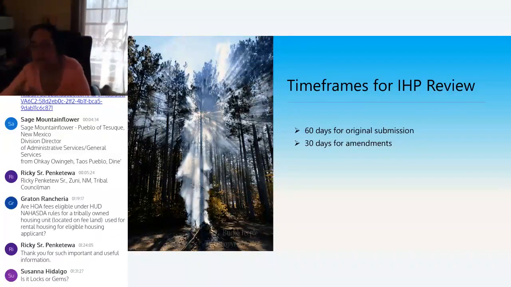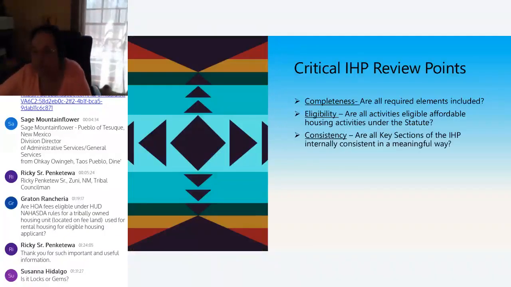And the timeframes, they have 60 days to review once you submit your IHP. And then if you want to amend it or change it at any time, they have 30 days for the second go round to approve that.